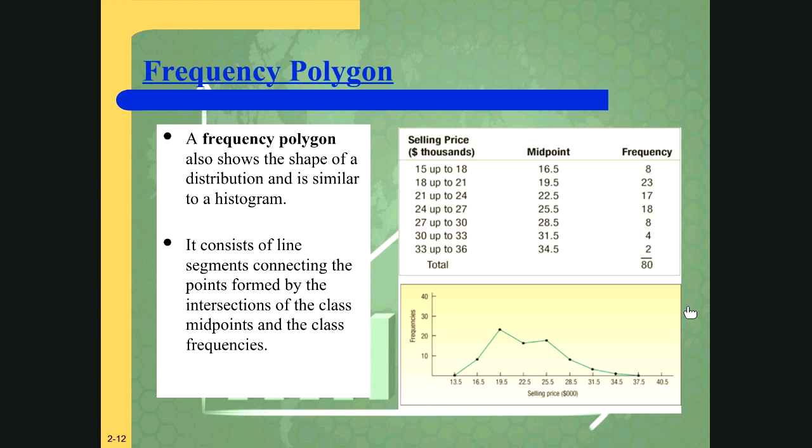So if we look at the little chart up here, there are the selling price classes. The midpoint between 50 up to 18 is 16.5. That's the regular frequency for this class. And these numbers are the ones being plotted on here.